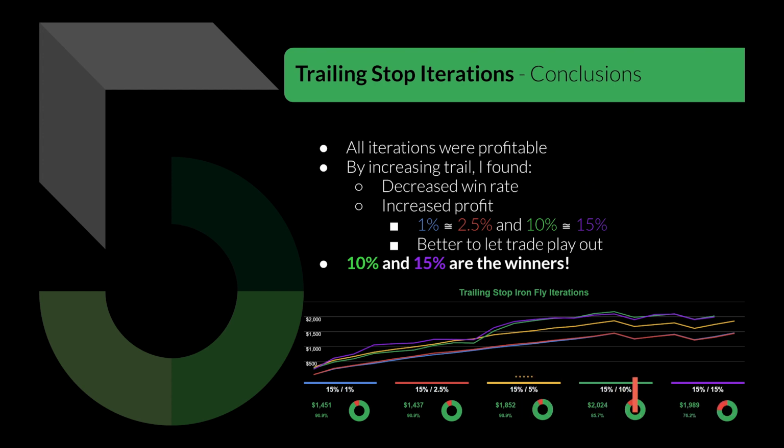However, if I were to pick between a 10% and a 15%, I would probably go with a 15%. The reason being is I can get just as much profit as a 10%, but I don't have to win as much in order to get it. I could be wrong more often and still have the profitability, and you can see that by the win rate. So let's take a look at the numbers in Google Sheets.